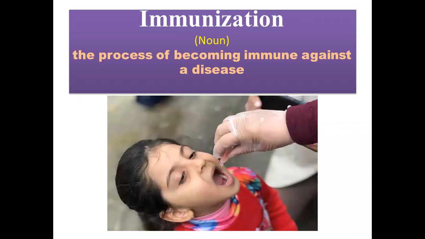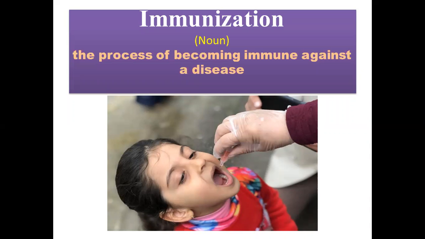Now, the next word is immunization. Now, immunization is a noun, and it is the process of becoming immune against a disease. When you immunize somebody, or the process of immunization, it means you're building up the immune system of the person. A lot of children, you yourself when you were a child, had been given some polio drops or some vaccinations to build up or to boost your immune system, your ability to fight against diseases or germs or bacteria or viruses.